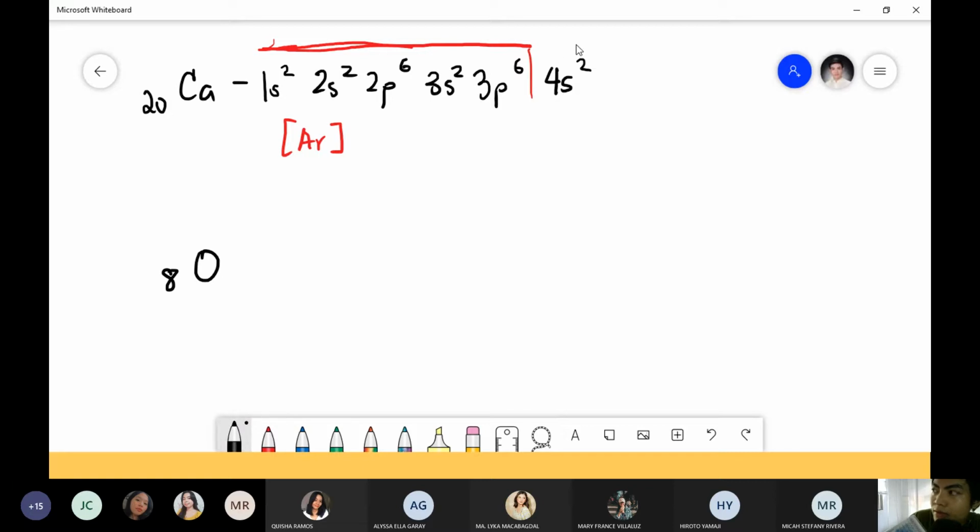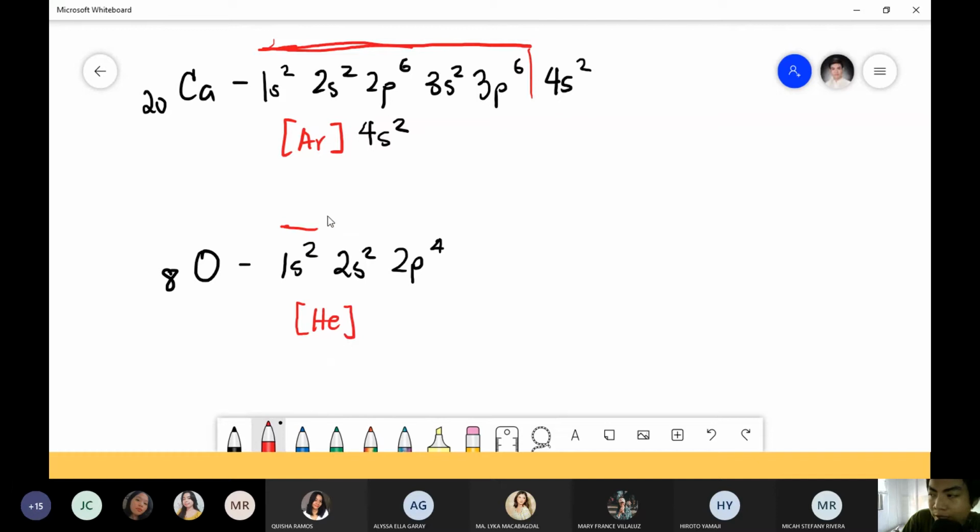Since this part is not included in the core electrons, it's called the valence electrons. So calcium has 2 valence electrons and its core electrons correspond to argon. Now let's write the same for oxygen. That's 1s2, 2s2, 2p4. The only noble gas we can write for oxygen is helium, because we don't have 10 electrons to copy neon. So our core electrons are just helium, and these 6 electrons will be our valence electrons.